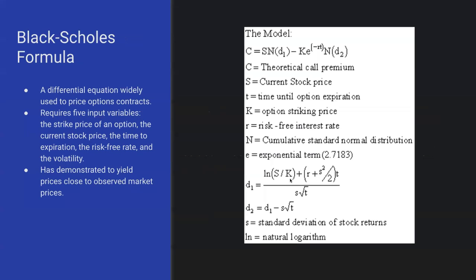The next model is the Black-Scholes model for options pricing. And it's also an important model used for risk management. It takes in 5 input variables: the strike price of an option, so that's the price that you purchase the option, the current stock price, the time of expiration, the risk-free interest rate, and the volatility. And this formula has demonstrated an ability to yield prices close to the observed market prices. So that's why it's useful.